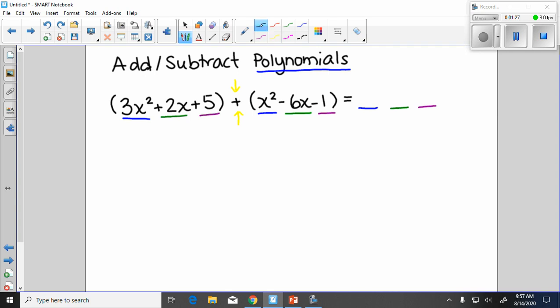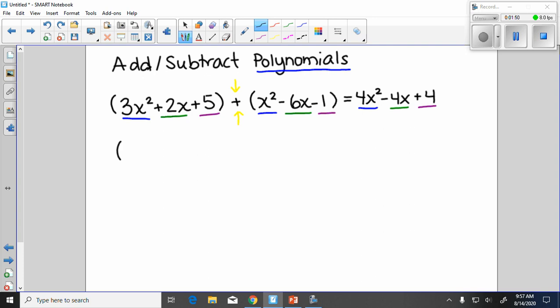So when we add 3x squared and 1x squared, we get 4x squared. When we add 2x to negative 6x, it looks like we get negative 4x. And if we add 5 plus negative 1, we get a positive 4. I didn't make them all 4s on purpose when I made this up.